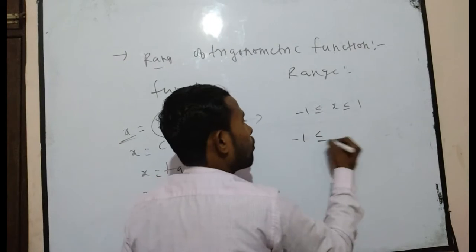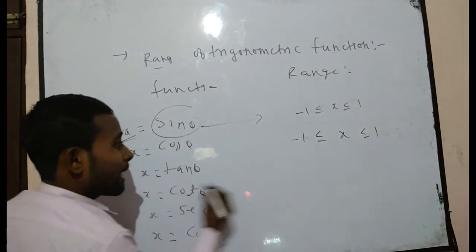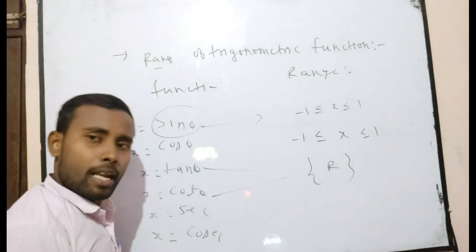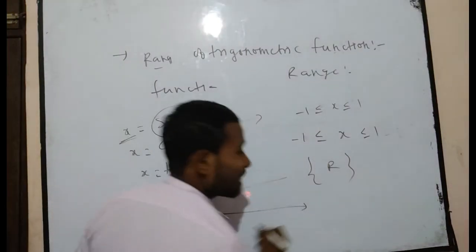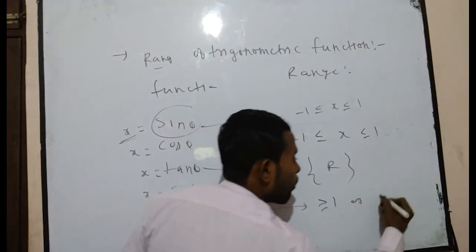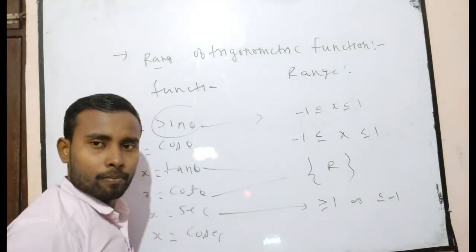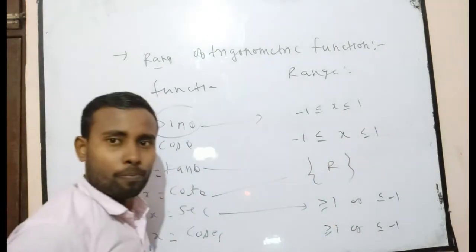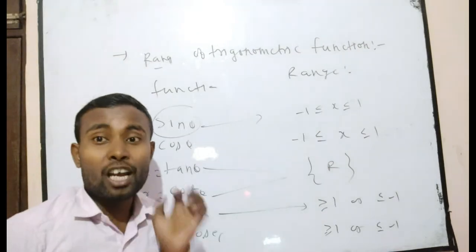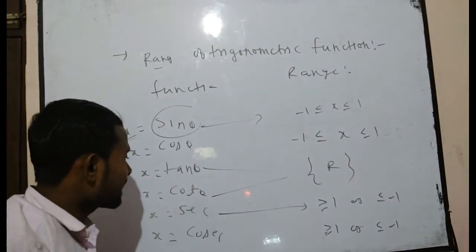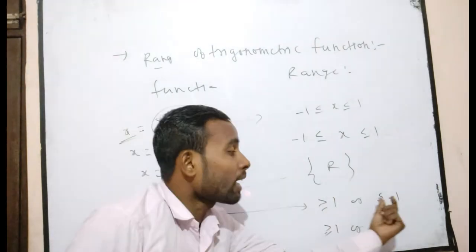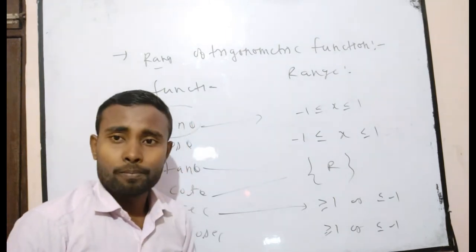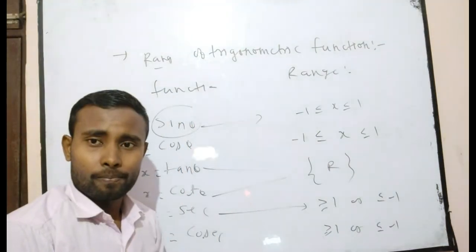Similarly, you will get cos theta always between minus 1 and 1. And in the case of tan theta and cot theta, you can get any real number. But in the case of sec theta, you always get a value greater than or equal to 1 or less than or equal to minus 1. And for cosec theta, always greater than or equal to 1 or less than or equal to minus 1. That means in the case of sec theta and cosec theta, you can't get any value that lies between minus 1 and 1. Minus 1 and 1 means what? Suppose we take half. Half can't exist for sec theta.